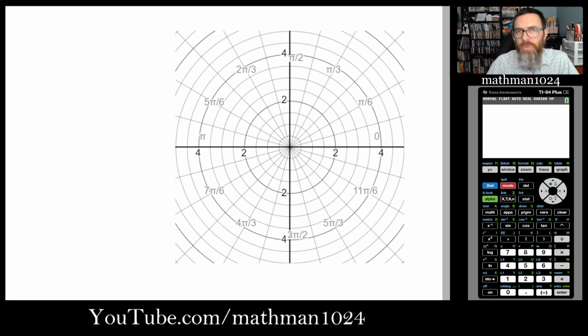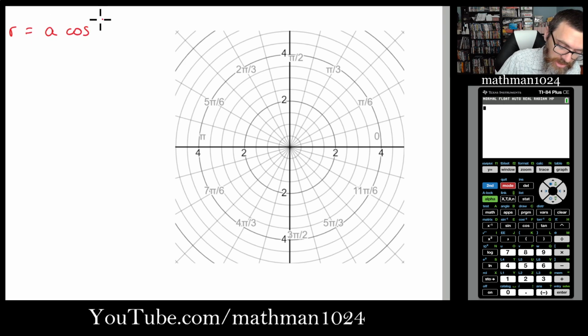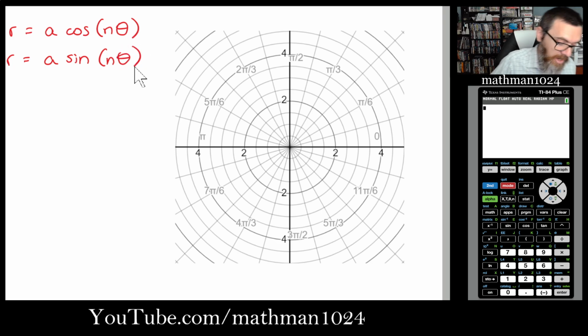For the next set of polar graphs, polar equations that we want to graph, these are what we call rose graphs. They all take on a very specific form. So you're either going to see a form that is r is equal to a times the cosine of n times theta, or r is equal to a times the sine of n times theta.